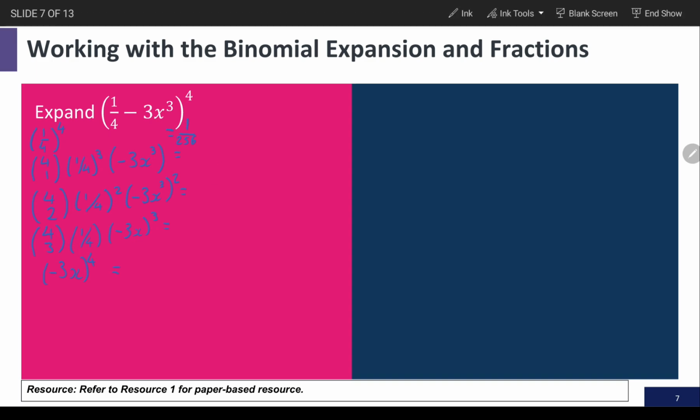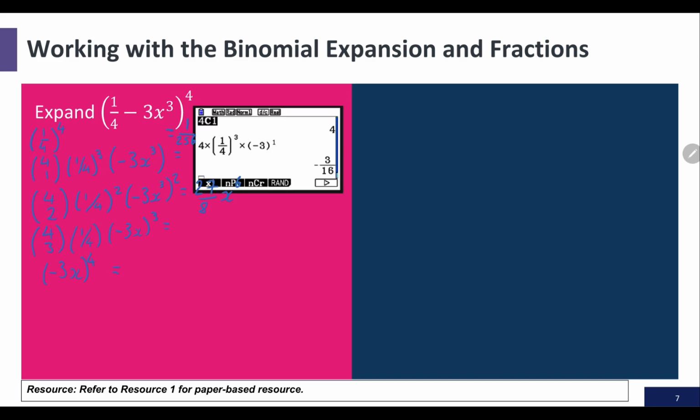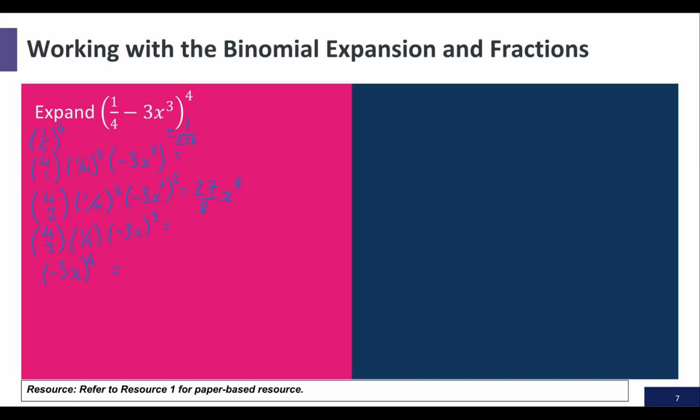27 over 8 x. So it's cubed squared, so it times the powers. X to the power of 6. Next term then. In fact, I'm just going to pull up the other one because I've lost it. Minus 3 over 16 x cubed. We'll see if I can see the calculator underneath.